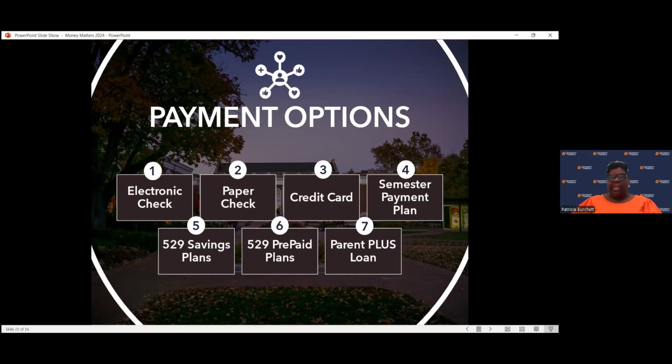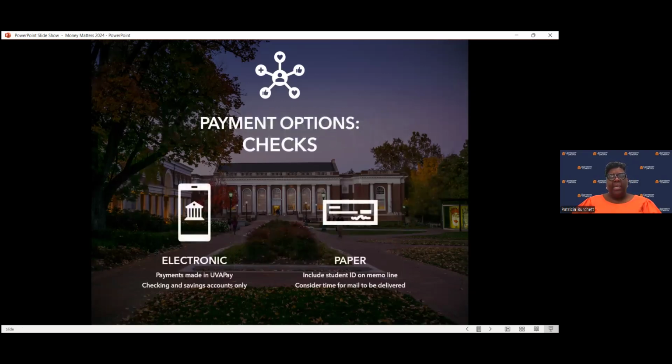I will let you know that the electronic check payment process is made through UVA Pay. It can only be done using a checking or savings account. A money market savings account can't be used. A brokerage account can't be used. And there's no fee associated with paying through an electronic payment. You would give your bank account information and your routing information.